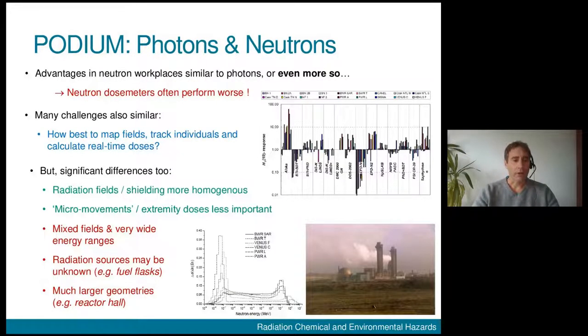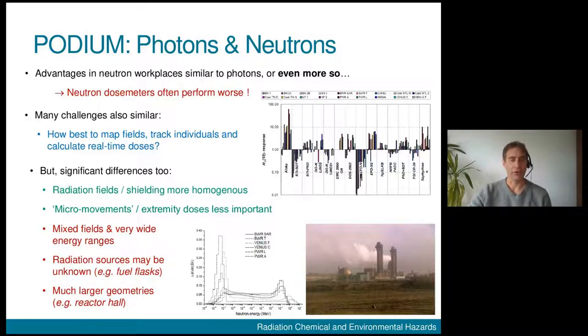Actually, one could argue that the advantages in a neutron workplace are to some extent even greater than in photons, because neutron dosimeters often perform far worse. I've just shown a plot here on the right of a bunch of different types of dosimeter and a bunch of different types of real workplace neutron fields. And we see in some cases order of magnitude or two orders of magnitude over or under responses. So there's a real incentive to do something with neutrons.